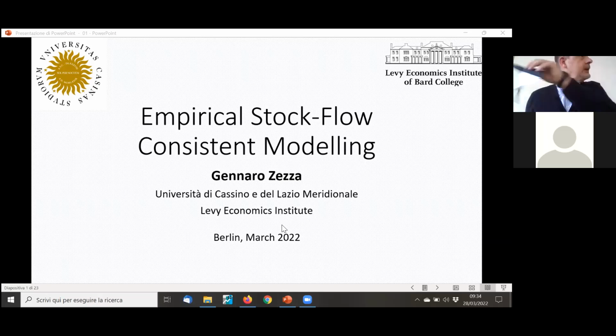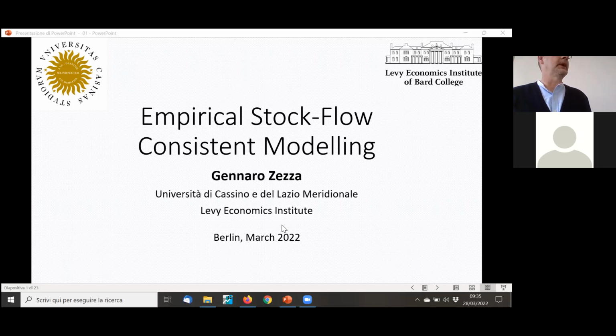Okay, yeah. So welcome everybody to this 4-day intense seminar on applied or empirical stock flow consistent modeling. I have to say before we start that the seminar is funded by the Epoch Plus program, so the Erasmus Mundus Master on Economic Policies for the Global Transition. And I'm very glad that Gennaro Sezza has agreed to come here to Berlin. Those of you who don't know Gennaro yet, Gennaro is the expert in empirical stock flow consistent modeling. So we got the best we can get on the market to come here and teach us this method.